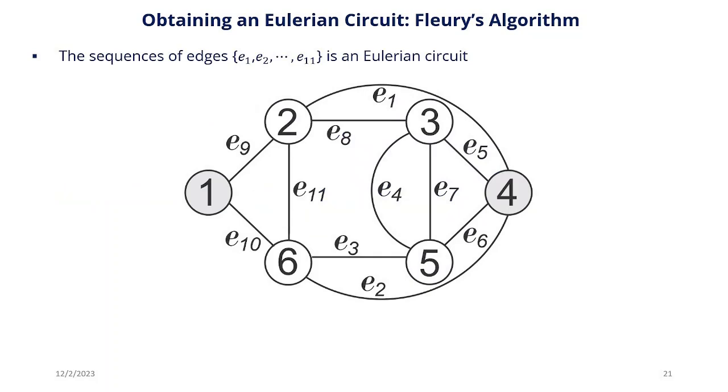Let's go through them. We went through E1 and then E2, and then E3, and then E4, and then E5, and then E6, and then E7, E8, E9, E10, E11. This is where we started from. We came back to where we started from. So that shows that the sequence we obtained here using Fleury's algorithm is actually an Eulerian circuit.